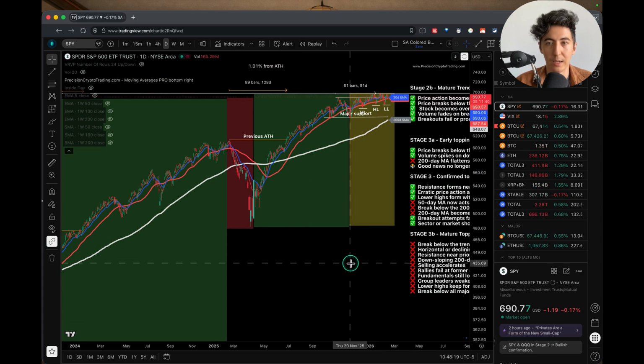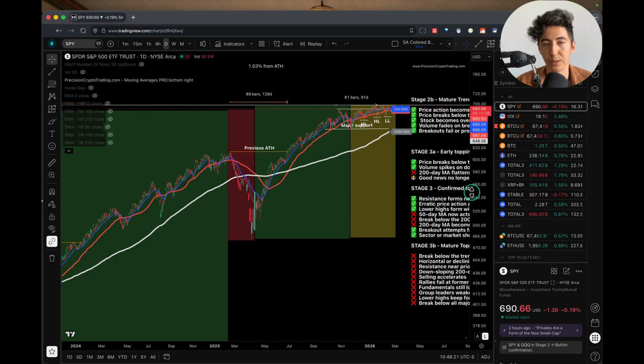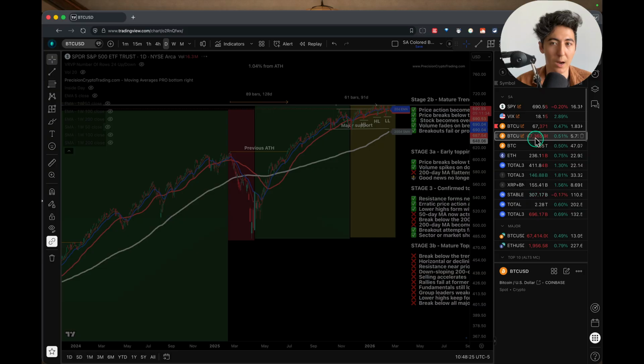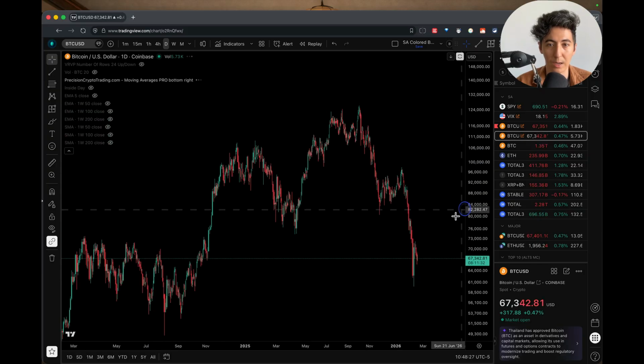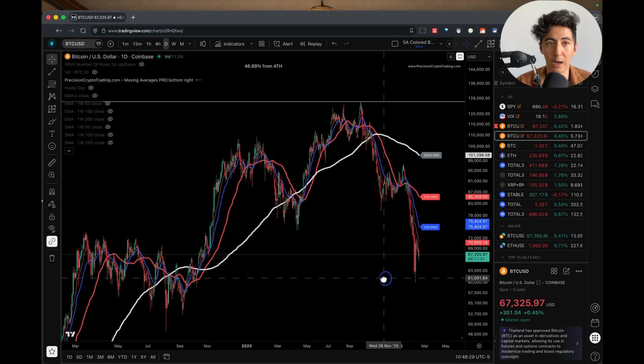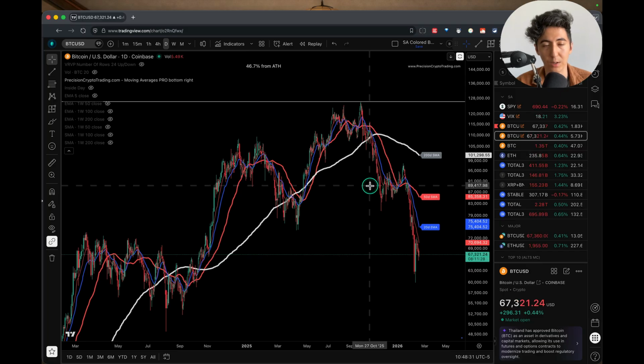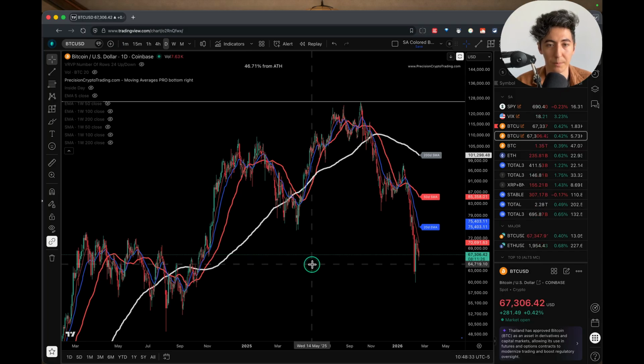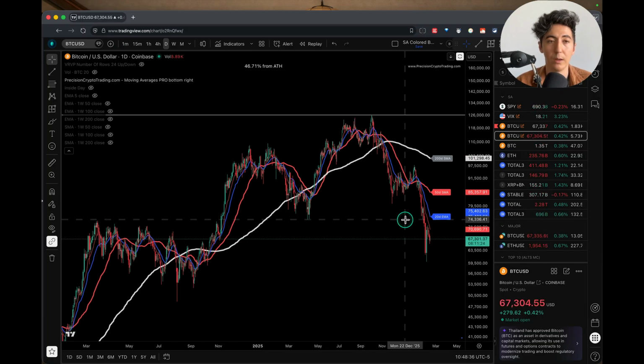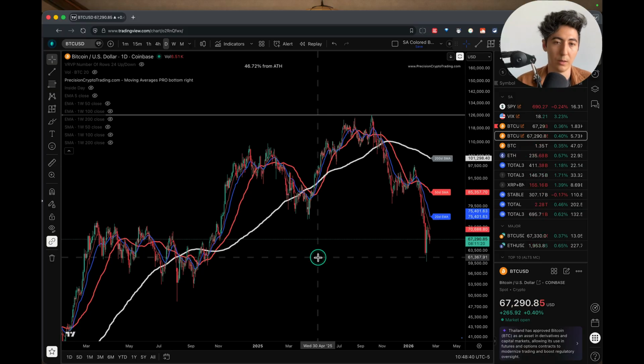So yeah, that is a little summary of what stage analysis is. Now, I'm going to be updating the Bitcoin chart because selfishly, I wanted to update my stage analysis on this chart. So I'm just going to be walking through me updating the chart and talking through how I'm processing the information for you.